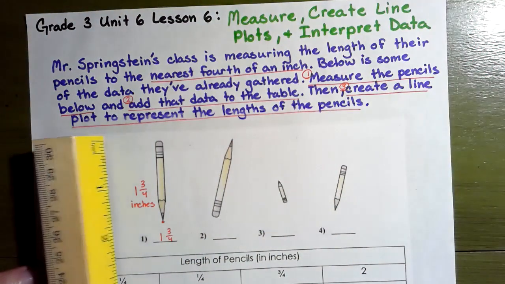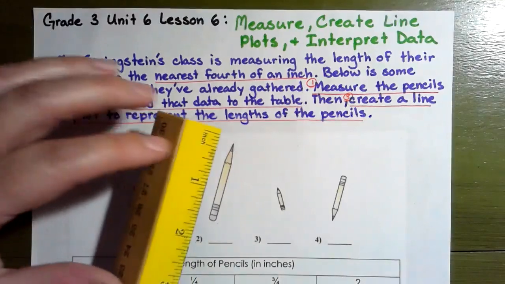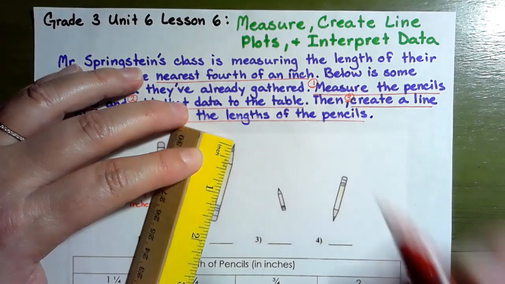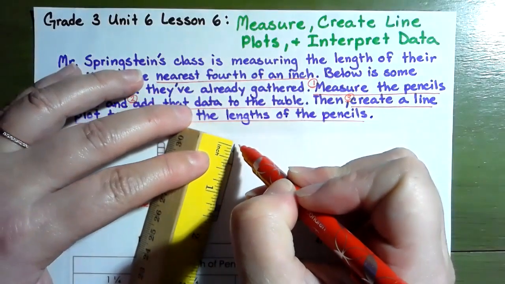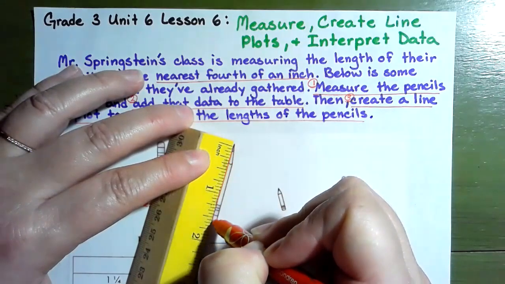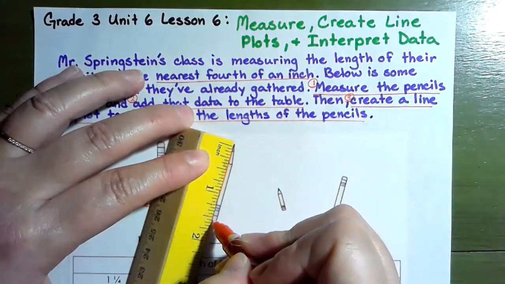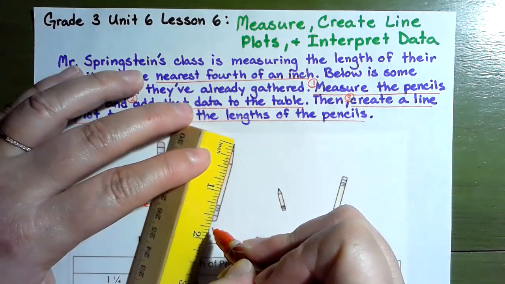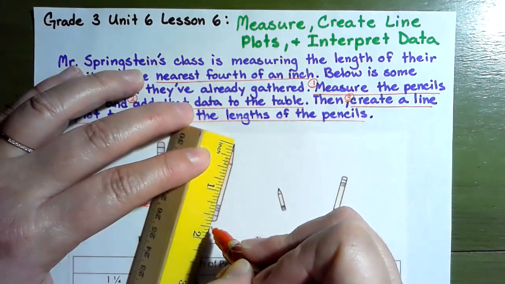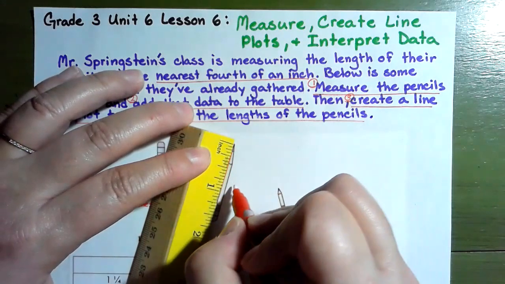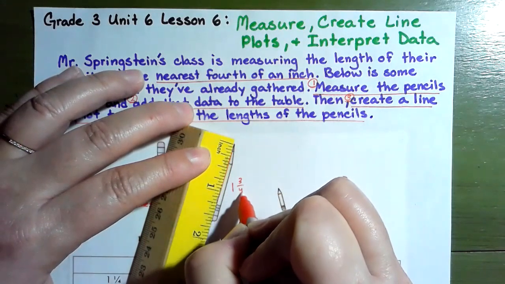Now I need to measure the next pencil. So again, lining up my ruler with the very edge of the pencil, following it all the way down to the edge again. And again, we are very close to that 1 3/4. Oops, I need to move this up a little bit. We are very close to that 3/4 inch between 1 and 2. So again, this is also 1 3/4 inches.